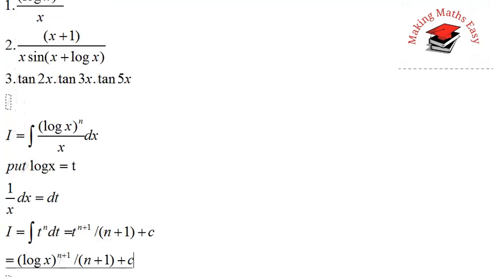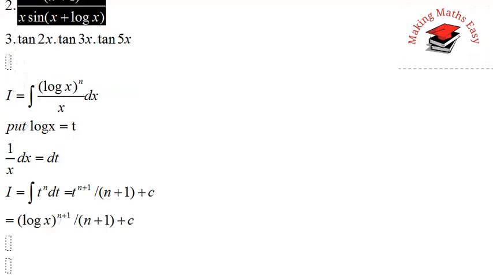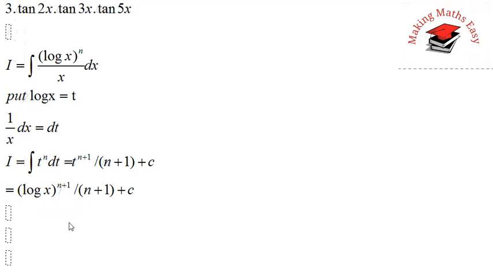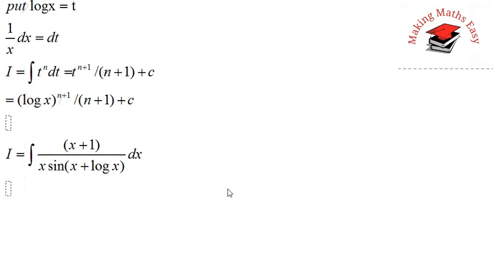The next sum we have here is (x plus 1) divided by x, into sine of (x plus log x). Let capital I be the integral of the given function, and we write dx. In this way we have to substitute the value and bring the answer.